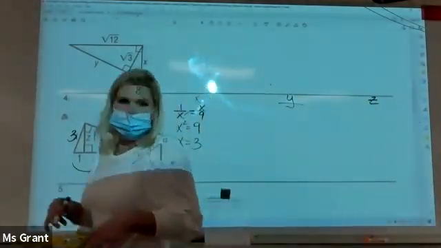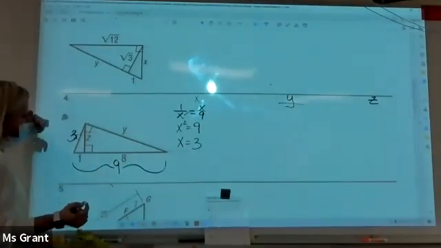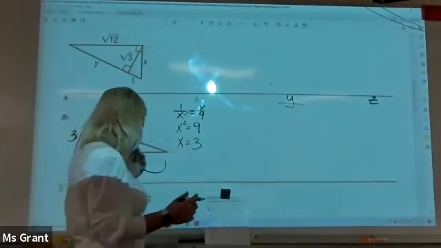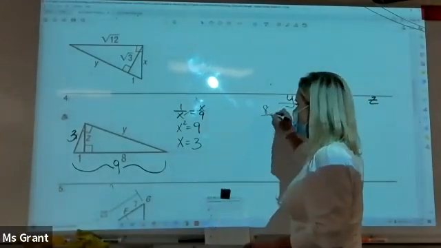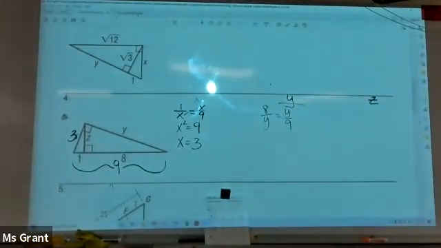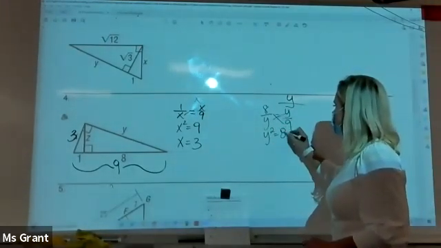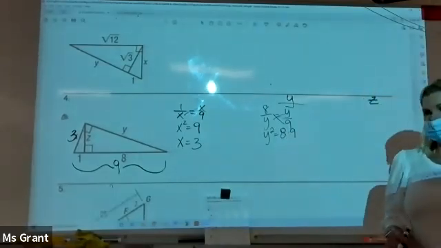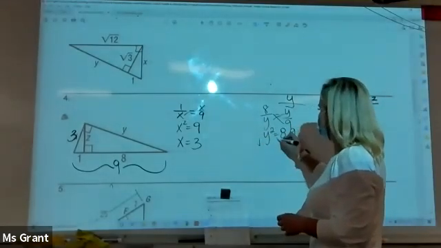Y goes with 8 and 9. Y matches with 8 and 9. So, how about 8 over y equals y over 9? Y squared equals 72. Well, let's do 8 and 9. And 8 can break up. There's a lot of perfect squares in 72, so I'm going to square root both sides.